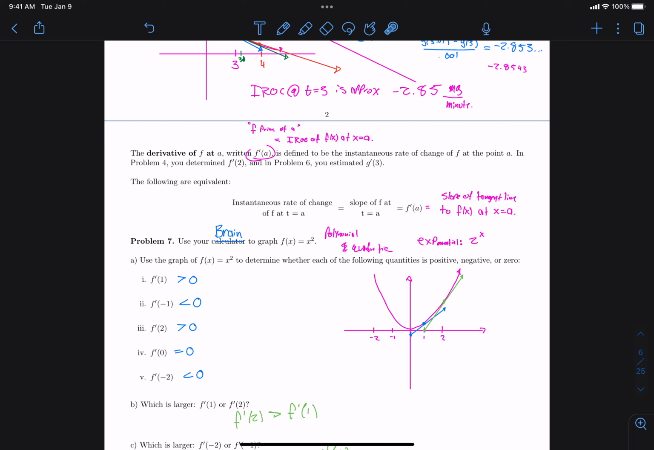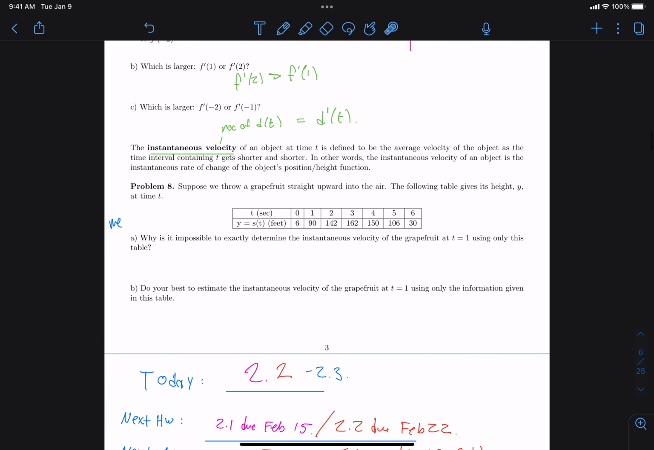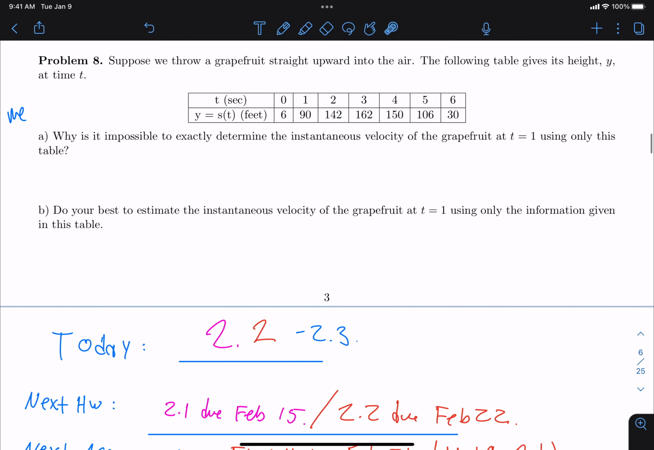Okay, then I'm going to go over one quick example which I didn't get to last time, because I've seen that it has come up on your homework assignment, which is you have some kind of table and you are supposed to estimate the instantaneous velocity or the instantaneous rate of change of a function based on a table, okay? Based on a table.